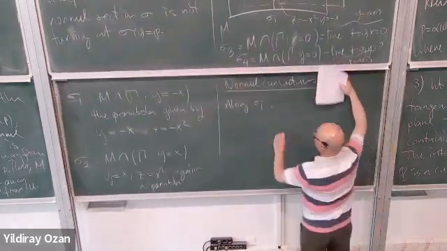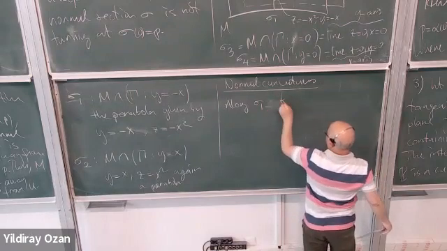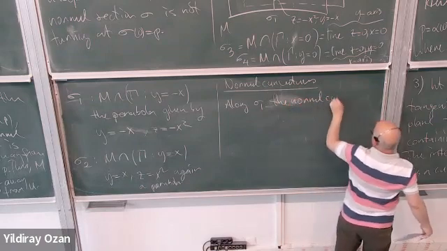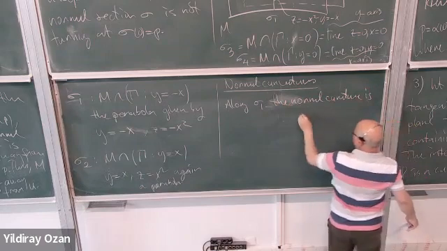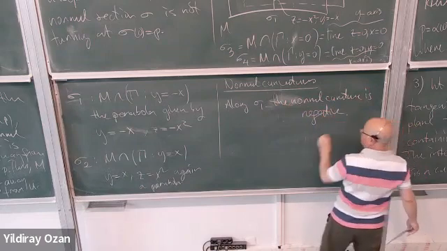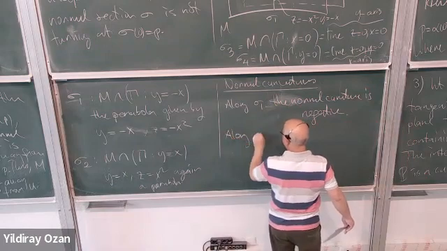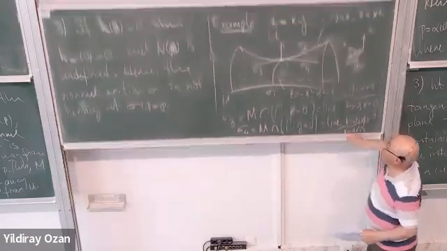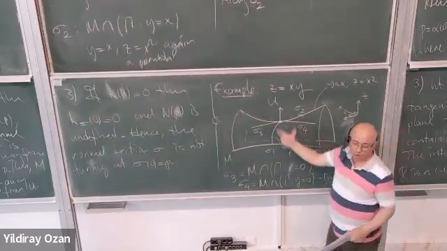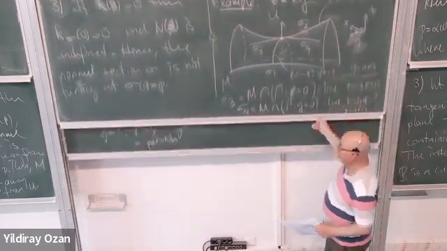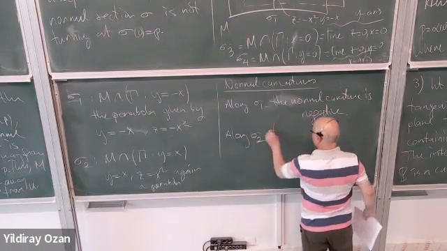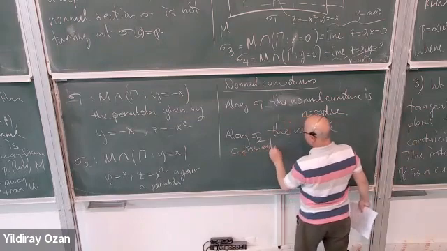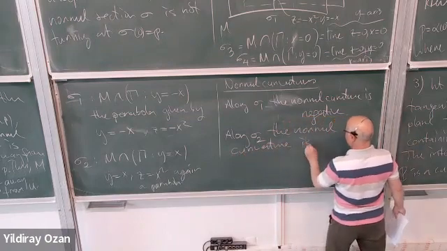So along gamma 1, K, the normal curvature, is negative. Along sigma 2, this time the surface is bending toward you. Therefore, the curvature, the normal curvature, must be positive. The normal curvature is positive.